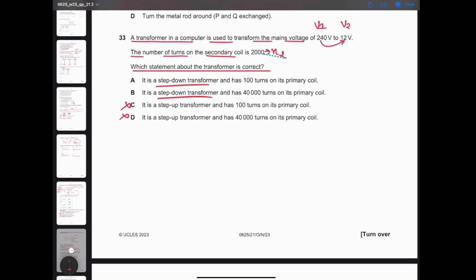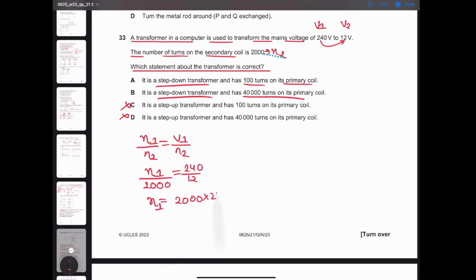Then we have to figure out the number of turns on the primary coil. So we know that N1 over N2 is equal to V1 over V2. You're figuring out the primary coil turns, so keep it as N1. N2 is 2000, V1 is 240 and V2 is 12. From this, you can clearly see that N1 comes out to be 2000 times 240 by 12, which comes out to be 40,000 turns. So the answer is B.